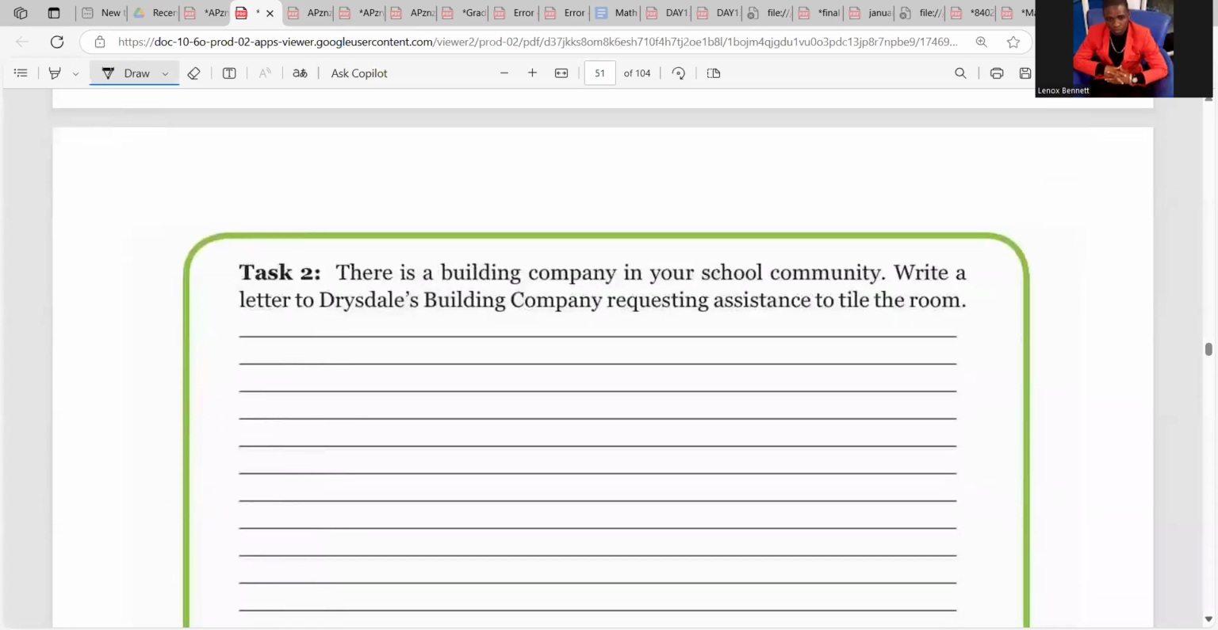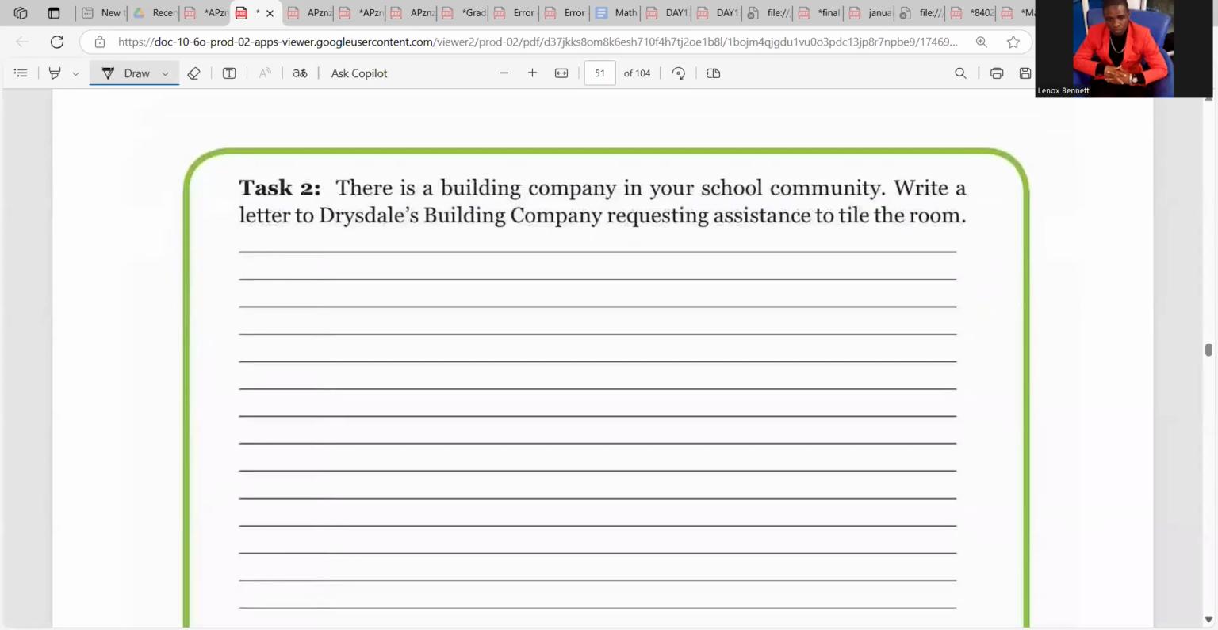All right, let's look at task 2. It says there's a building company. Guys, I think we're gonna skip this one. How good are you guys in your English language? You guys know how to write letters and stuff? We're gonna skip this one today, but I want you guys to write it in your spare time and give it to me so I can read it. I know it will take up a lot of time, but this says you should write a letter requesting assistance.